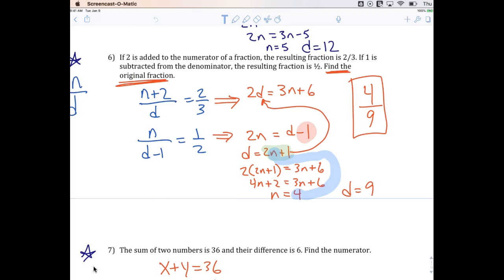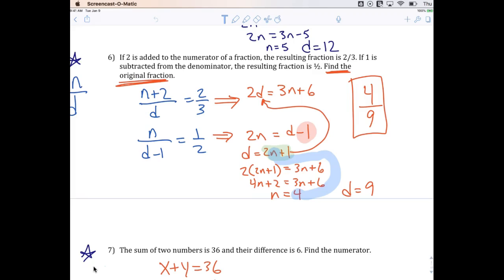Then we take a look at the second equation. The second equation says if 1 is subtracted from the denominator. So this is the second part. At least you should have been able to set that up. And then if you had any trouble, you should have gone back to question number 5 and see how I did that. Now, it's a little bit different, but not entirely. So now, when you have the proportion, we say that you cross multiply. Is everybody okay with the cross multiply? So when we cross multiply, I ended up with 2d is equal to 3n plus 6.